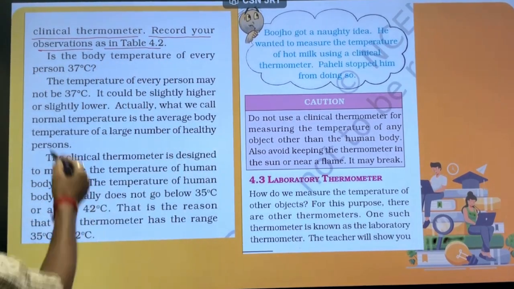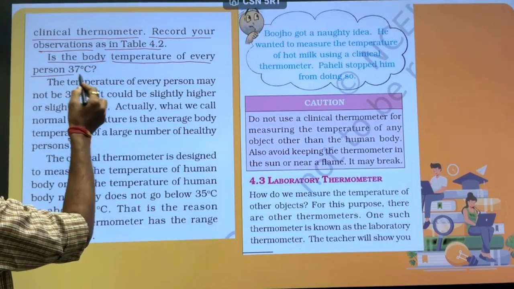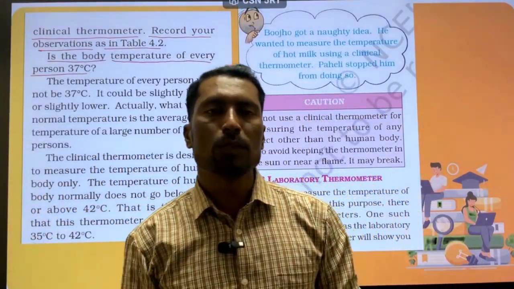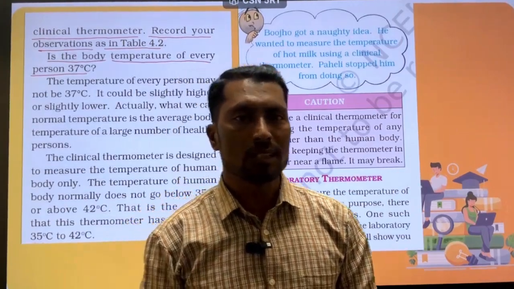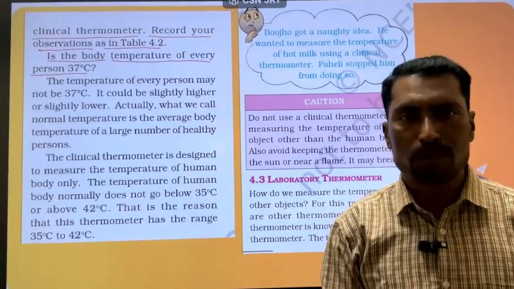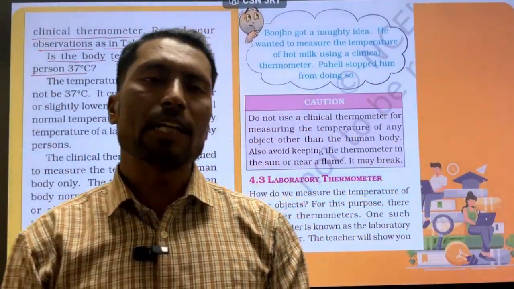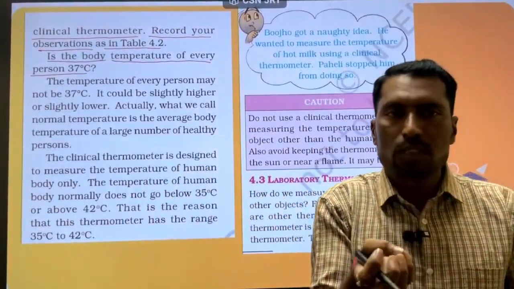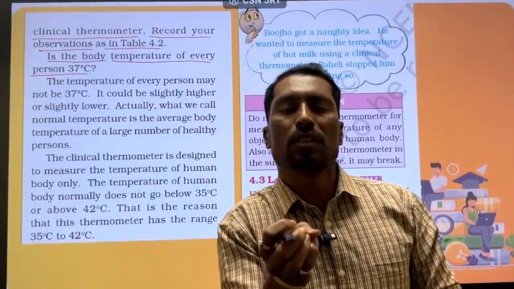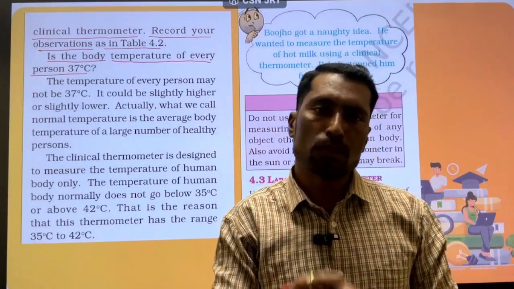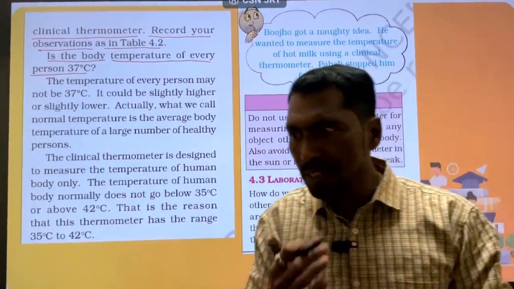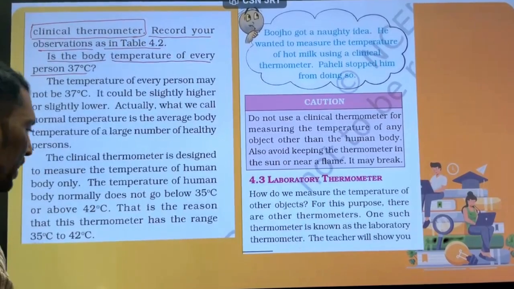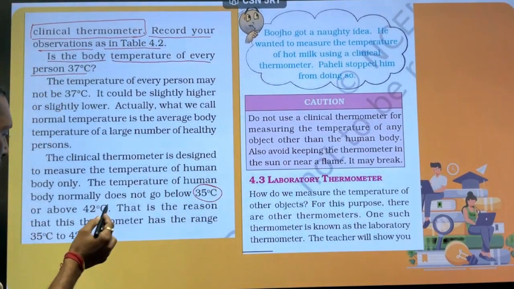We already discussed that the body temperature of every person is about 37 degrees Celsius. The average temperature of the human body is approximately 37 degrees Celsius. It is not exact, but on average it is 37 degrees Celsius, and we use the clinical thermometer to measure body temperature only. The clinical thermometer shows a reading from 35 degrees Celsius to 42 degrees Celsius. That is the limit for the clinical thermometer.